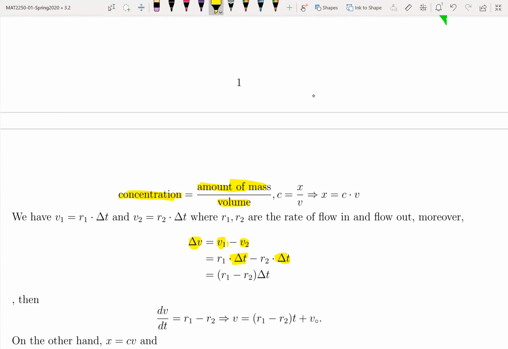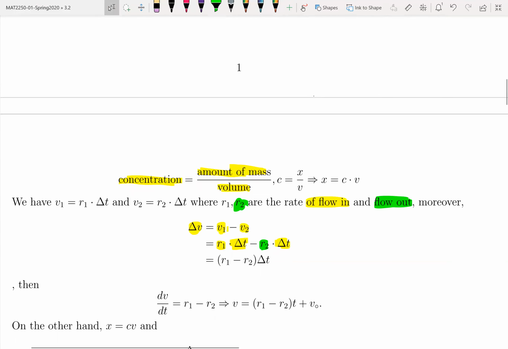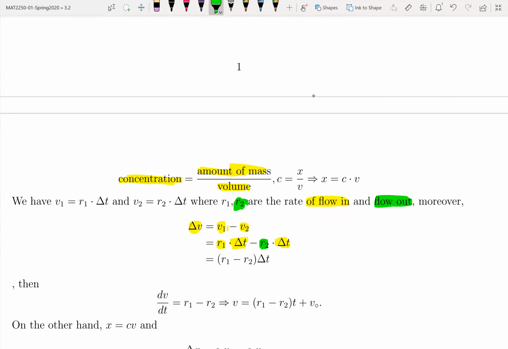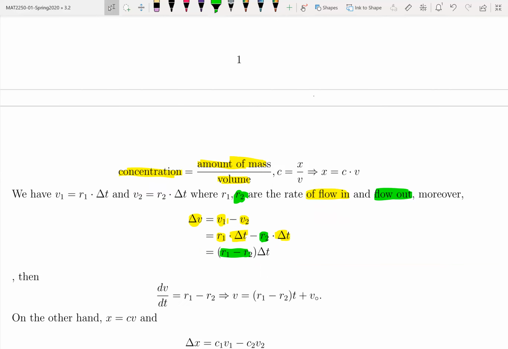So the difference of the volume is whatever was originally V sub 1, and whatever it is after changing is V sub 2. The V sub 1 depends on the rate in, which is called R sub 1, and the rate out is called R sub 2. So this gives me the difference of the rates, in minus out, times delta time.